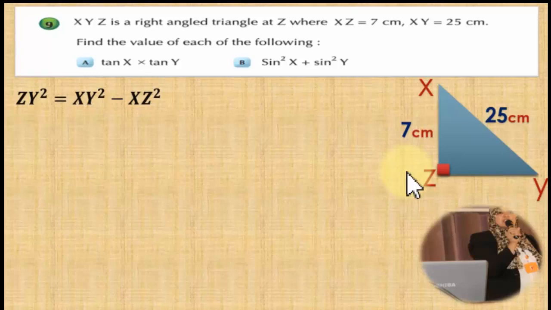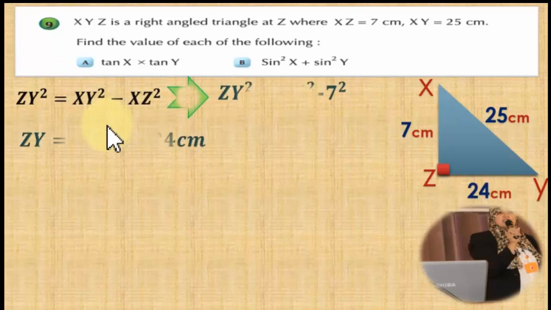Here we have a right-angled triangle, but we must calculate the length of ZY. We have the length of the hypotenuse and we have the length of one side. So how can we calculate ZY? ZY power 2 equals the hypotenuse power 2 minus the power 2 of this side length. So XY power 2 minus XZ power 2 equals 25 power 2 minus 7 power 2, which is 625 minus 49. So ZY equals the root of 576, which is 24 centimeters.